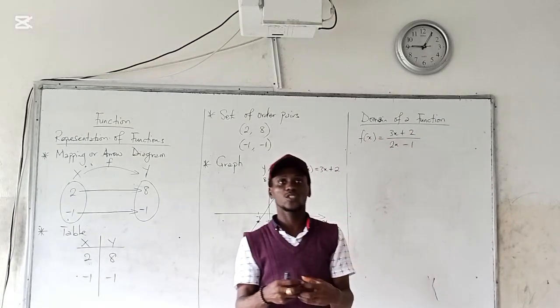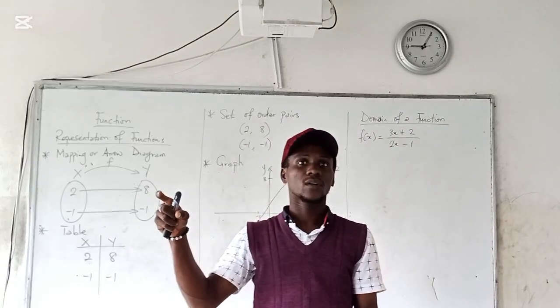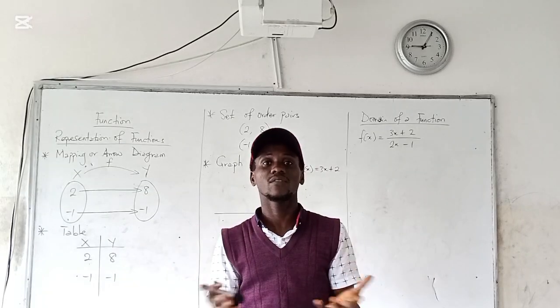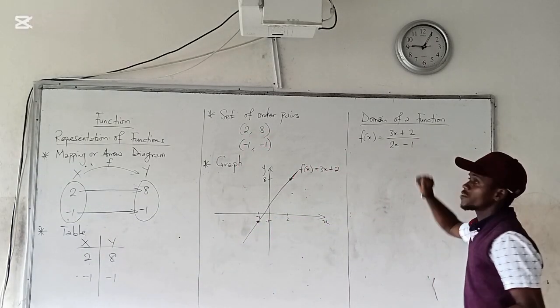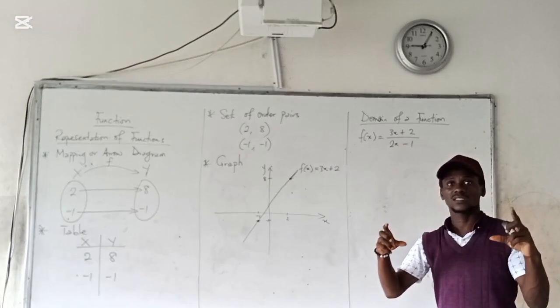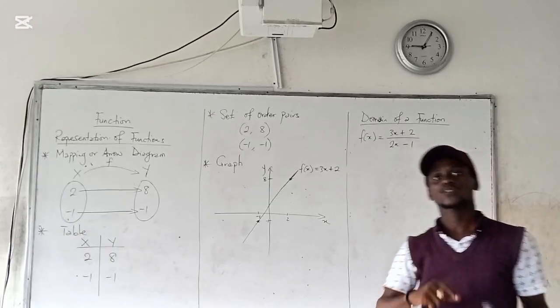And if we find such a number, we have to exclude it from the set of real numbers so that we can have our domain. So now, how do we find a number? First of all, let's look at rational numbers again.